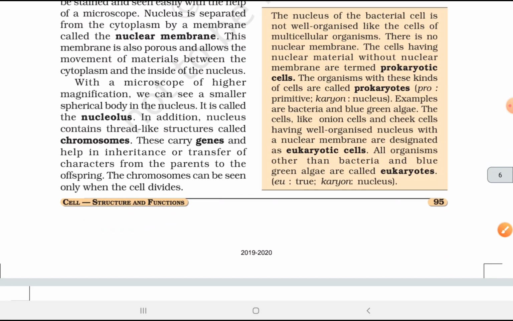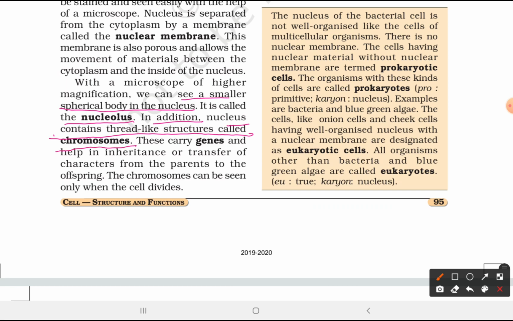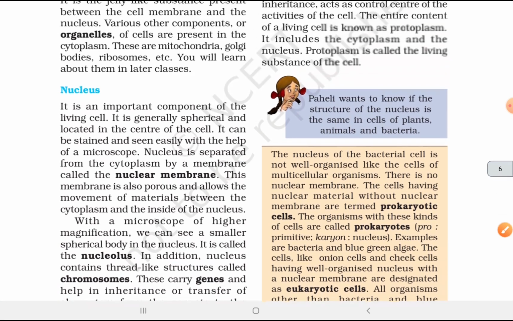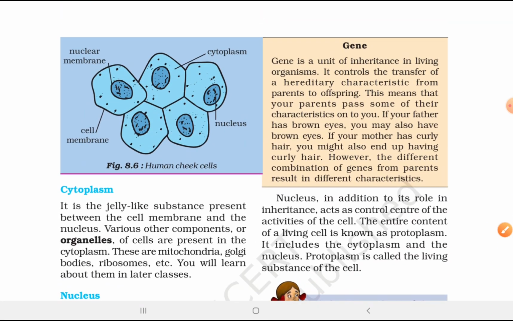With a microscope of higher magnification, we can see a smaller spherical body in the nucleus. It is called nucleolus. In addition, nucleus contains thread-like structures called chromosomes. These carry genes and help in inheritance or transfer of characteristics from parents to the offsprings. The chromosomes can be seen only when the cell divides. Nucleus, in addition to its role in inheritance, acts as a control center of the cell activity.